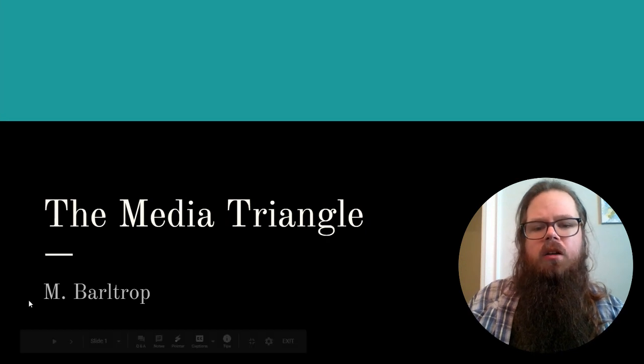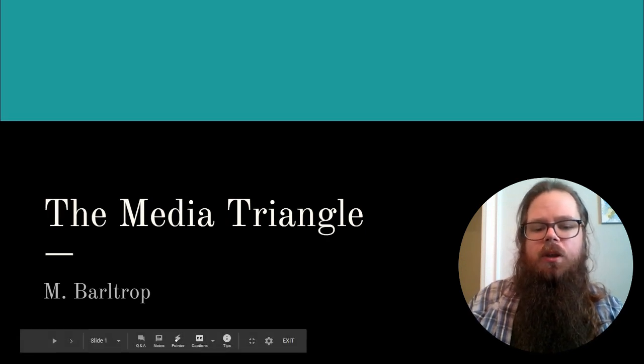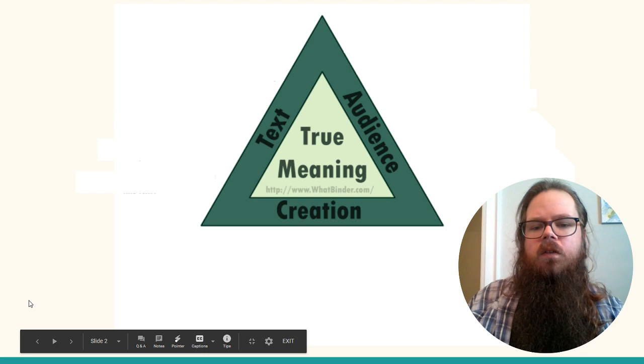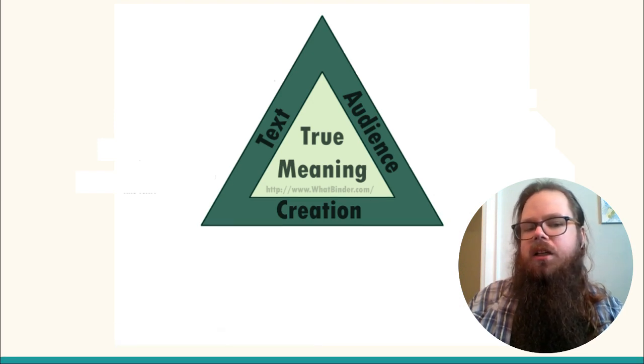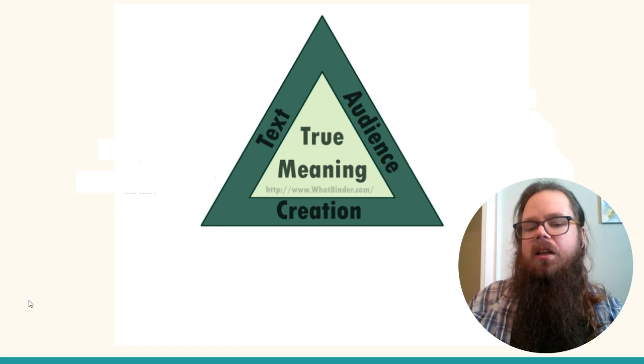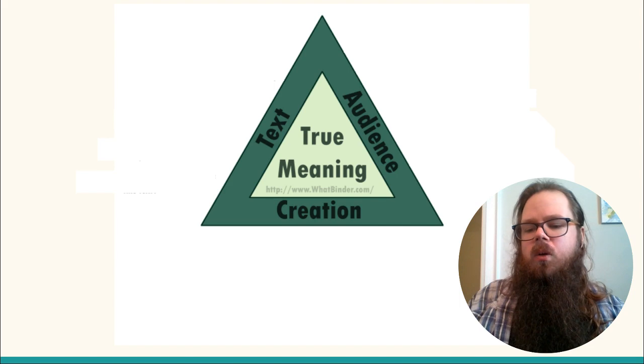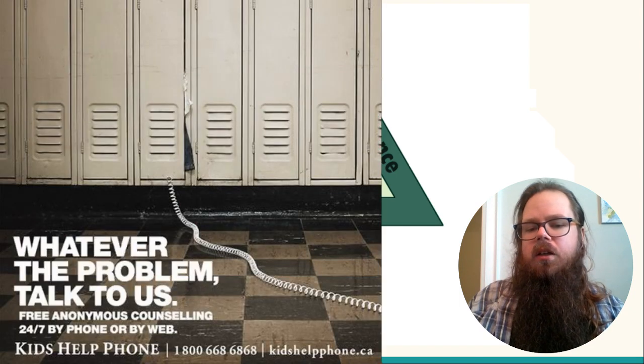The media triangle has three sides to it. First, we would look at the text, then we would look at the audience, and then we would look at the creation process. We are going to take a look at this image here.